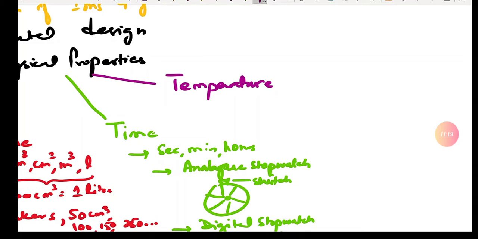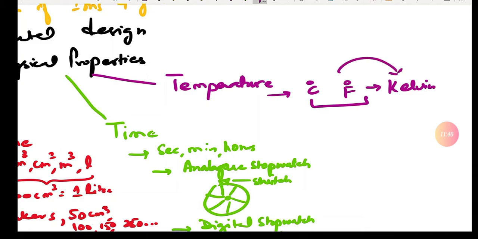Then we have temperature. We can come across it in different reactions, so we have to measure temperature. For example, endothermic and exothermic reactions, which we will talk about later on. For temperature measurements, the units are usually degree Celsius, degree Fahrenheit, but the most common is Kelvin. You need to convert both of them to Kelvin to be used in different calculations.